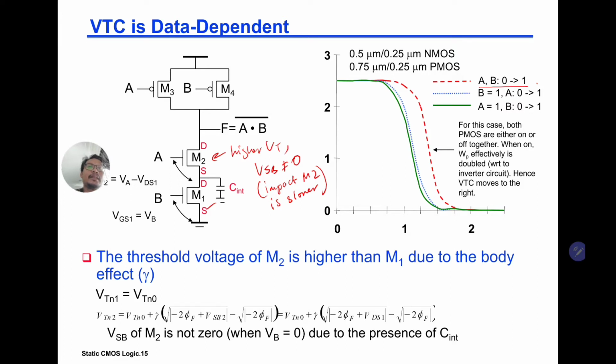Okay, so if M2 switches on slower, then you're going to have a higher delay. Okay, a higher delay, especially on the high to low transition. Okay, so these are the issues that we need to think about. That one is the delay is actually dependent on the input that you give, and number 2, the threshold voltages are not constant anymore for all transistors.